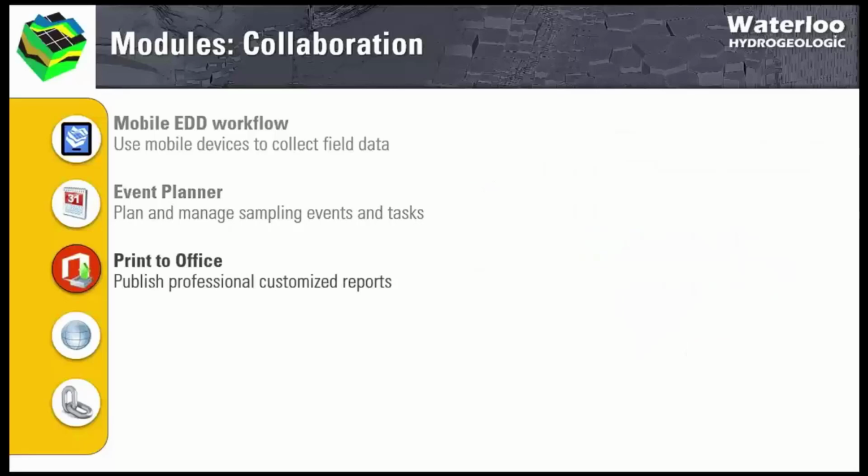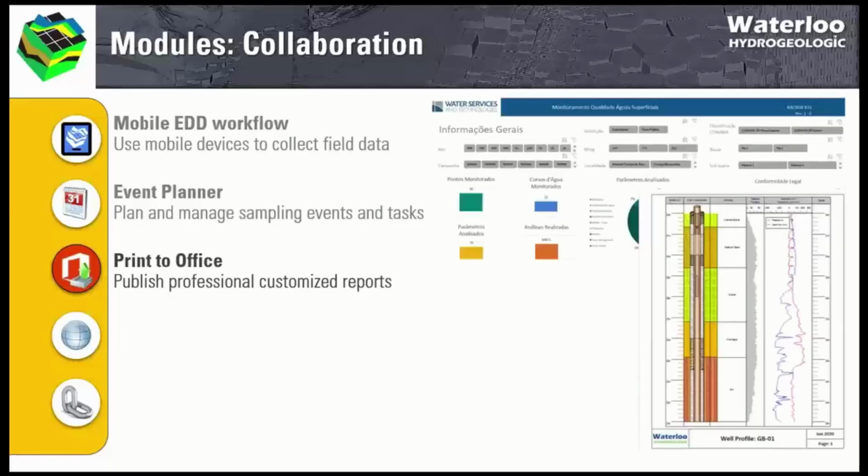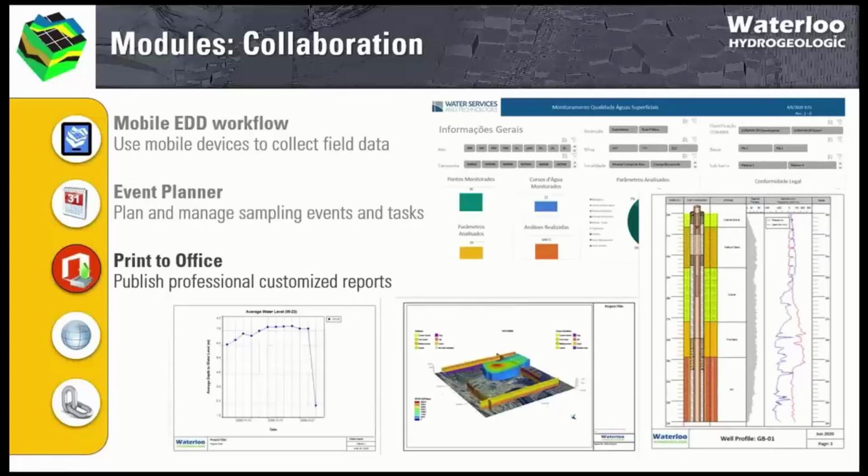You can also print a lot of information directly to Office documents, so you can build templates that are customizable and then print any information you want from the HGA database into those documents. So here are some examples from one of our clients and some well profiles, 3D scenes, and some plots.